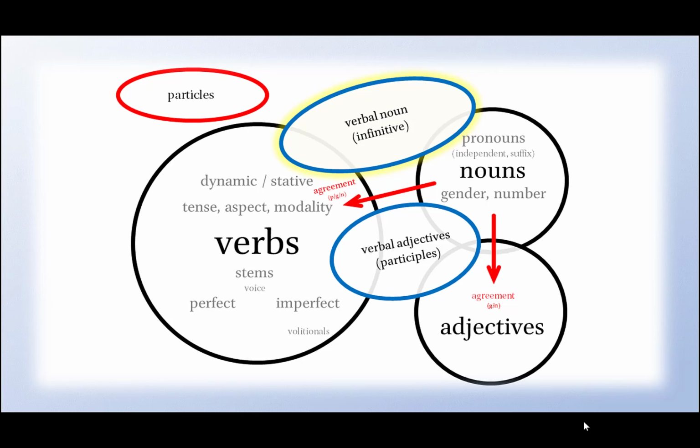Now, this oval overlaps the noun circle and the verb circle because the infinitive is a grammatical category of verbal noun. That is to say, in some of its uses, it's noun-like. In some of its uses, it's verb-like. So it occupies the middle ground between nouns and verbs. And then, lastly, verbal adjectives, participles.